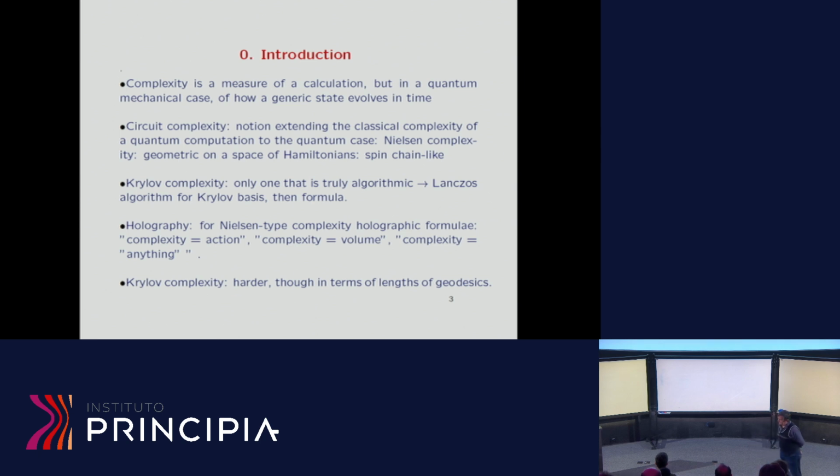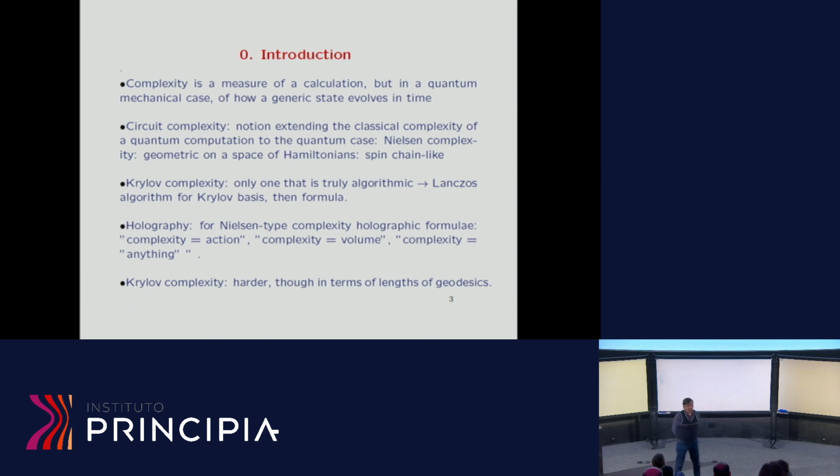So first, complexity is really a measure of a calculation, and in a quantum mechanical case, this is a measure of how a generic state evolves in time. Now, circuit complexity, which is the notion that really extends the classical complexity of a computation, is one that appeared first. Then another notion of complexity provided by Nielsen was a sort of geometric notion on a space of Hamiltonians.